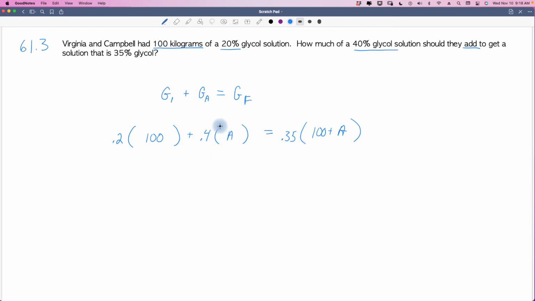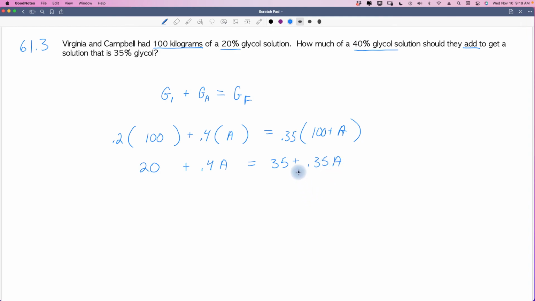With this one, we knew what our percentage was that we were adding. Before, it didn't have a percentage. It was all pure of one thing. When it's all pure of one thing, you don't need a factor here, but because we had a factor here that we were adding, we applied it to what is being put into our formula. So now we just do the math as usual. So 0.2 times 100 is going to be 20. This is going to be 0.4A, and this is going to be 35 plus 0.35A.